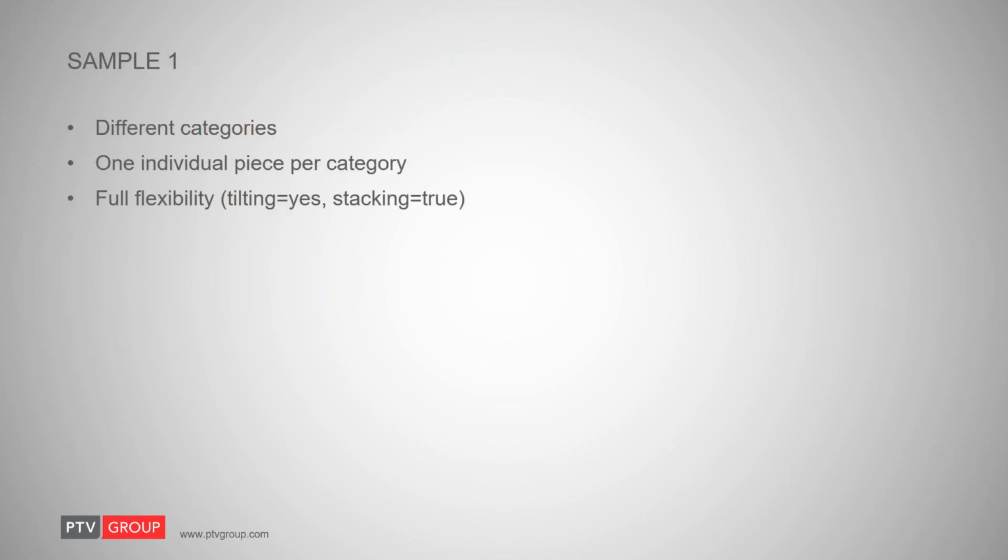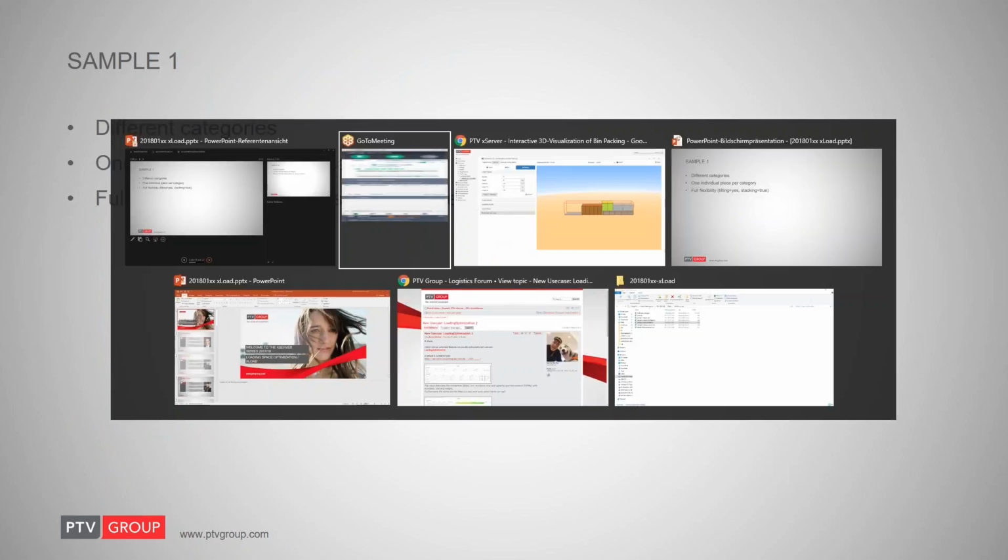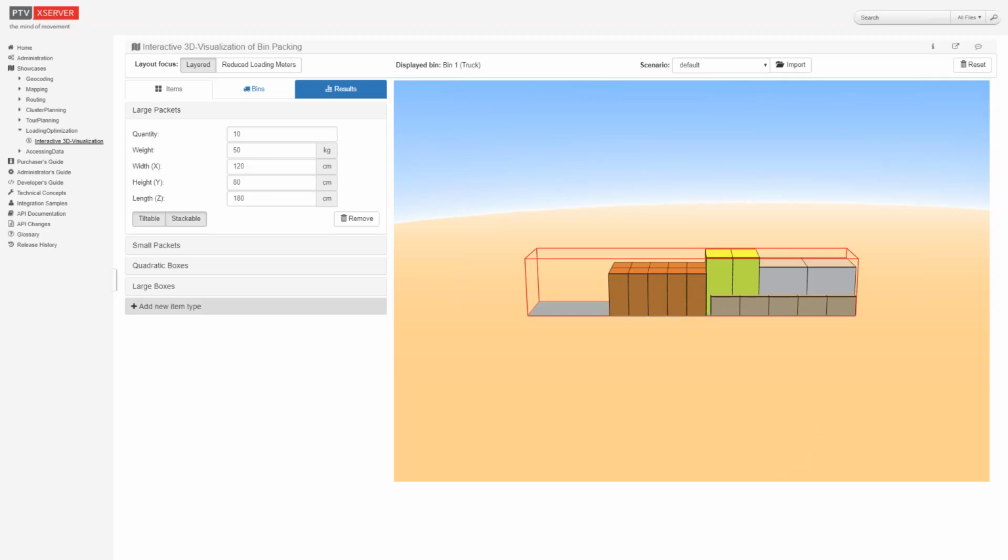I just want to show you some examples we've prepared. I start with an introduction into our code sample interface. This is a page that is available live. I will give you the URL later on. And here we have our sample environment for xServer 2, including some samples for loading optimization.